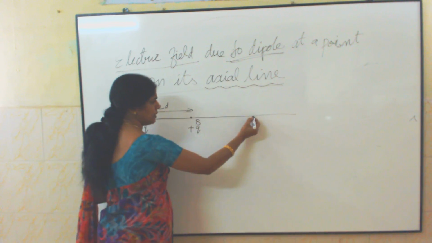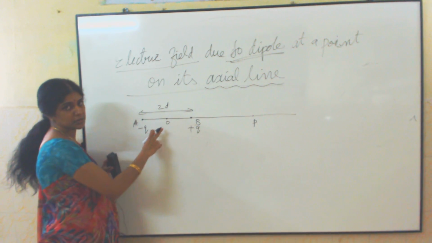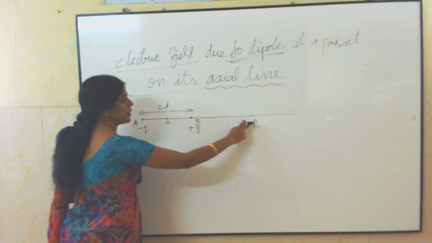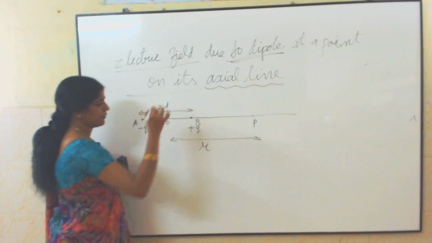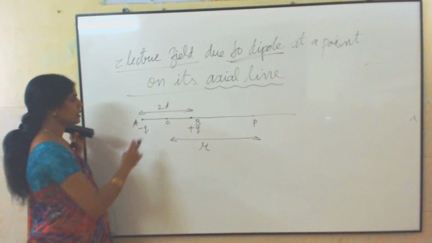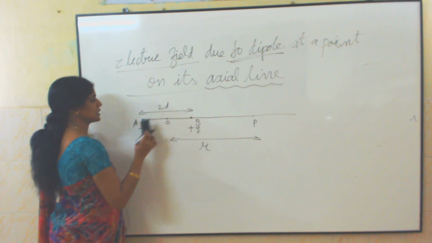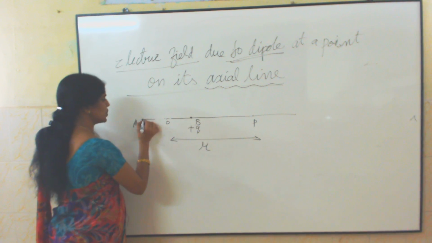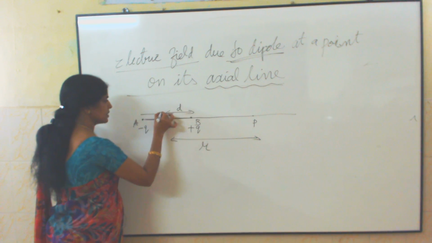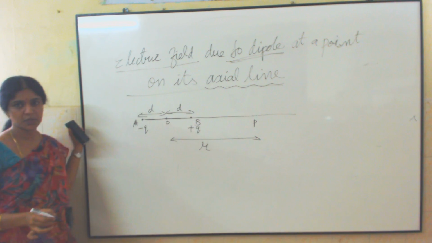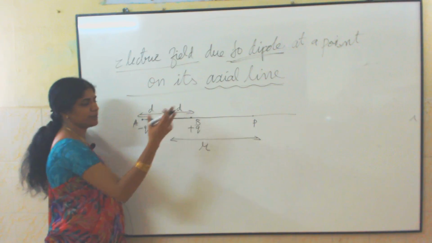I have a point P. Let O be the center of the dipole. What is O here? The center of the dipole. Let P be a point which is at a distance of R from the center of the dipole. Here, what is 2D? The distance of separation between the two charges. Now, if this is 2D, what is this distance? D. This is D. Now, we will see separately, due to these two charges minus Q and plus Q, how the electric field will be.